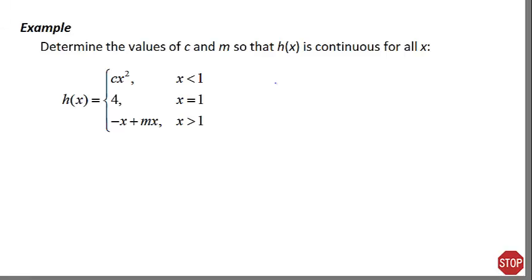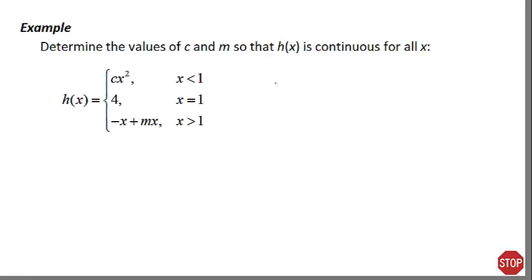All right, let's go ahead and take an example here that we didn't have time to look at in class, and it's just basically going to keep applying those same definitions that we just talked about. So if we take a look at this example, it's asking us to determine the values of these constants here, c and m, so that the function h of x is continuous for all x values in the domain.